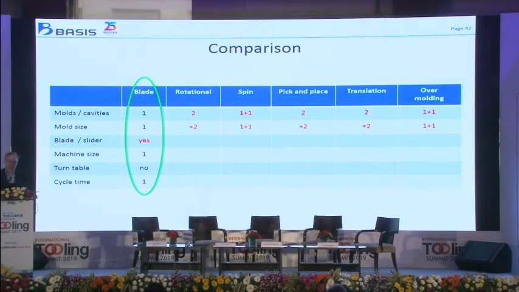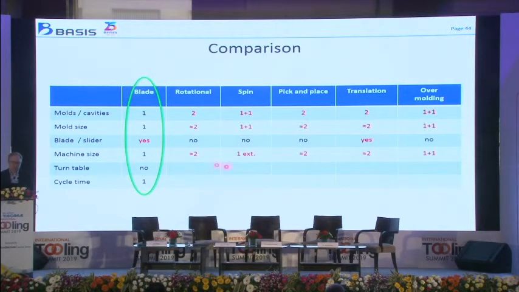Mold size for rotational is almost the double. Spin, we have 2 molds. Pick and place, also the double. Translation, also the double. Overmolding, 1 plus 1. Blade or slider: in rotational we don't need. For spin also we don't need. Pick and place also no. In translation we have this big slider. Overmolding no need.